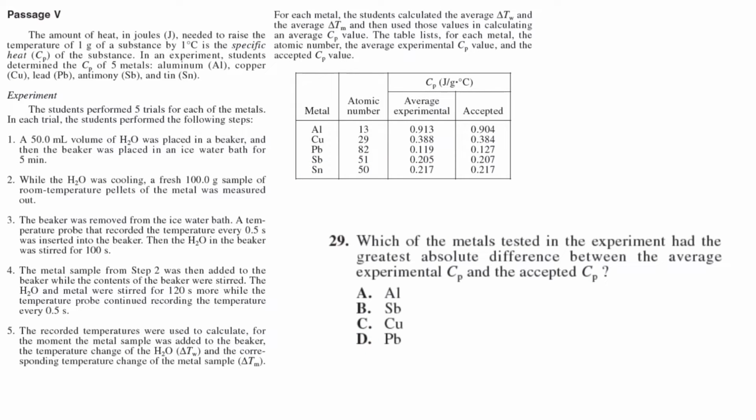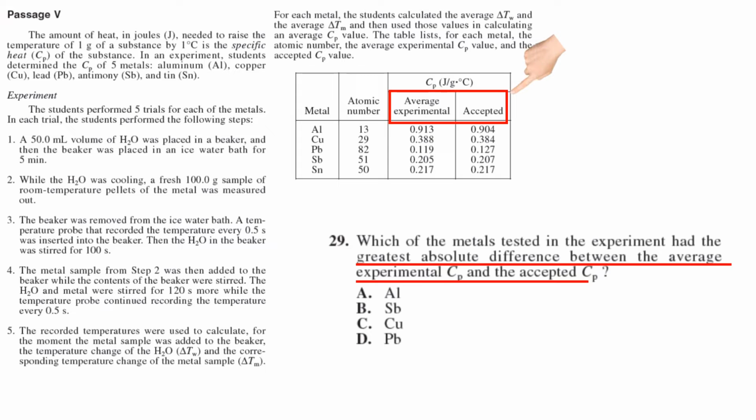Number 29, which of the metals tested in the experiment had the greatest absolute difference between the average experimental CP and the accepted CP? So that's the difference between those two. So we're going to subtract, and we're only looking at these four metals. So we can just do those four. We don't have to do SN. We don't have to do TN. And so we're just going to check each one, subtracting. So the difference between average experimental and accepted for aluminum is 0.09. And for copper, it's 0.004 and 0.008, 0.002. So the greatest is aluminum, A.